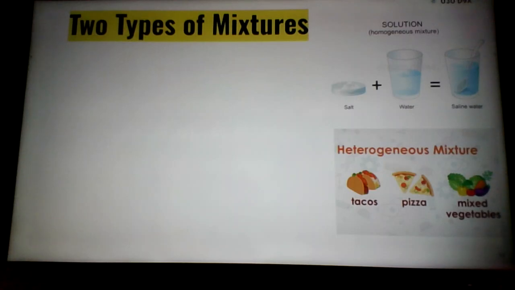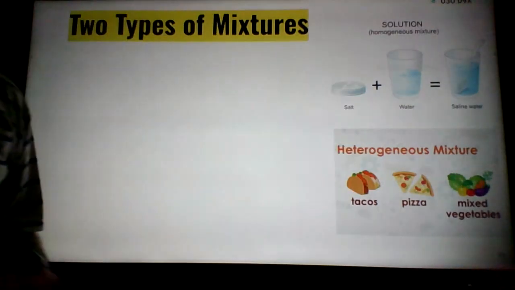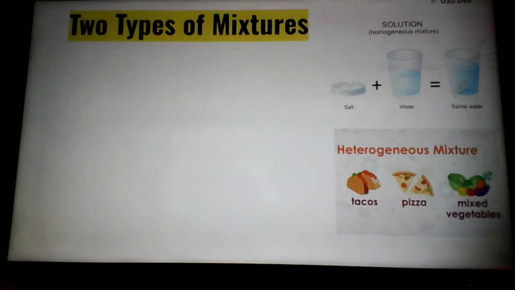Two main categories of mixtures: solutions and heterogeneous mixtures. And again, a later chapter is going to give us much more detail about these. But look on the top right, you see the salt is being dissolved in the water, and if we taste that, we're going to taste the salty water. Saline water. Saline is a more scientific word for salt.